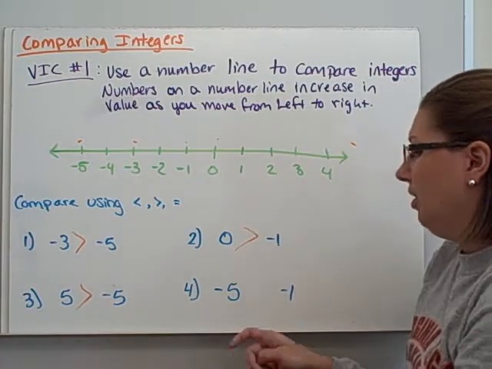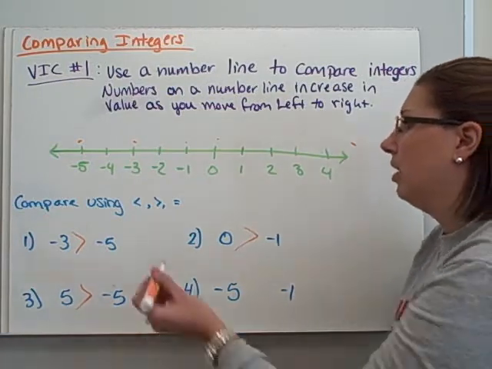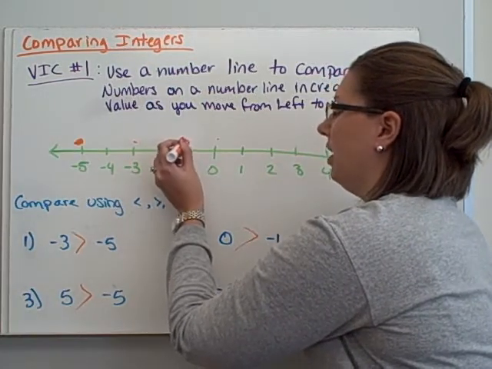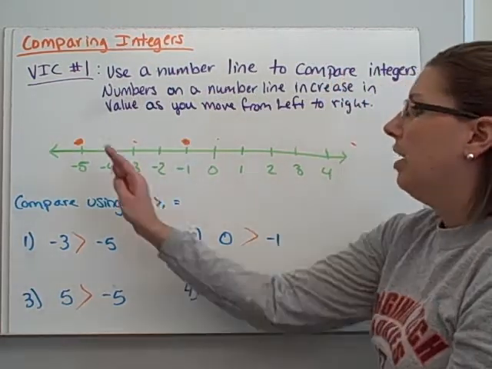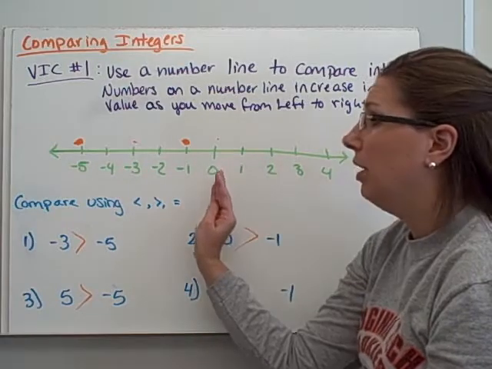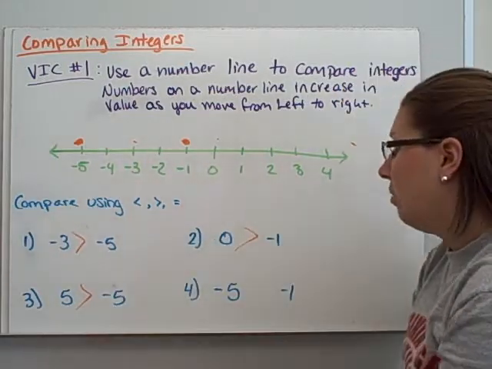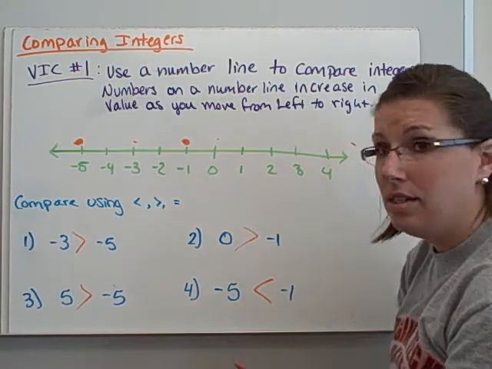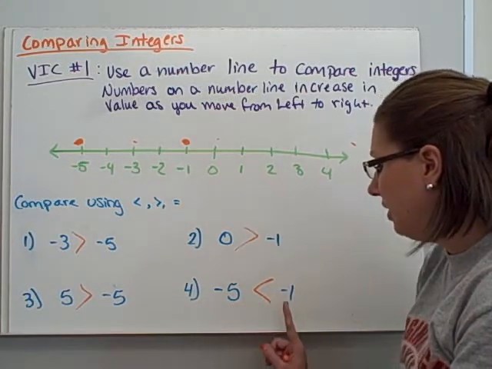And then again, what's greater, -5 or -1? -5 on my number line is here. -1 on my number line is here. Anything closer to the right is going to be greater than things on the left. So my -1 is actually the bigger number. I'm going to put a less than sign because this is red. -5 is less than -1.